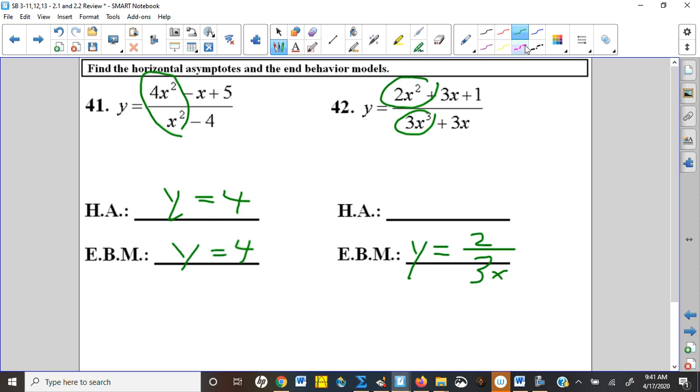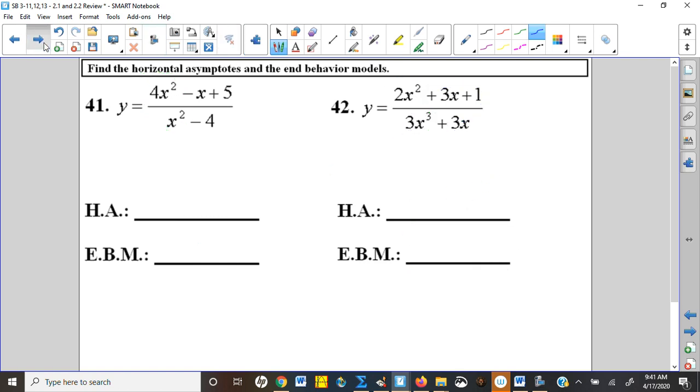But when the bottom's more powerful than the top, what happens? The whole thing goes to 0 at the ends, okay? The whole thing goes to 0 as we approach positive or negative infinity. So 0 is the horizontal asymptote. So yeah, a bunch of practice on those.